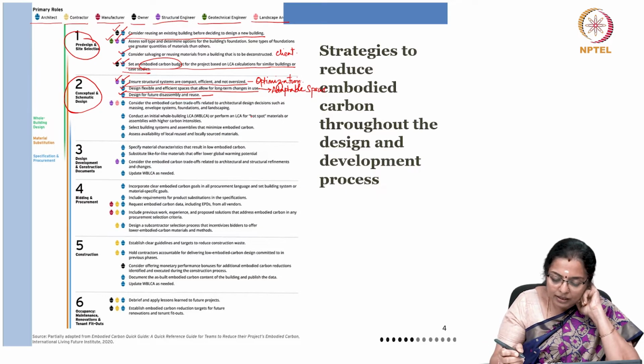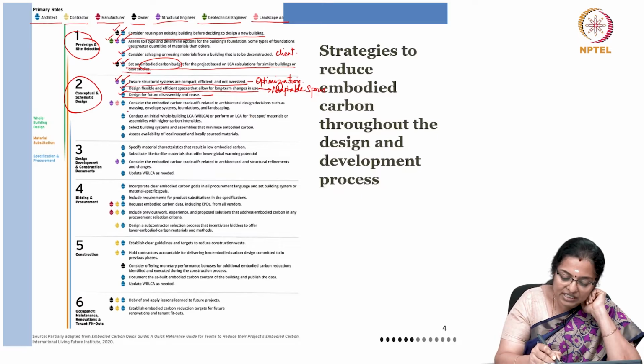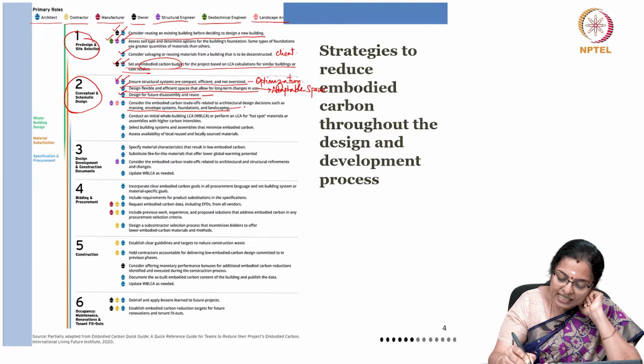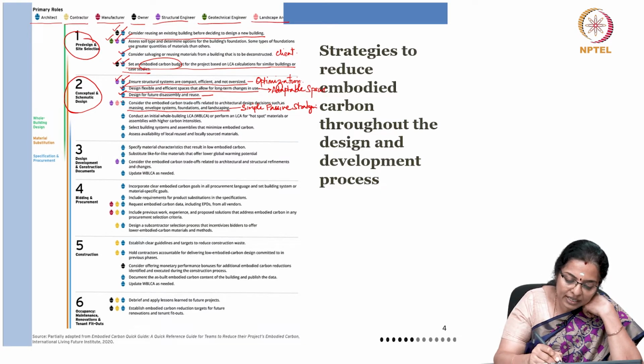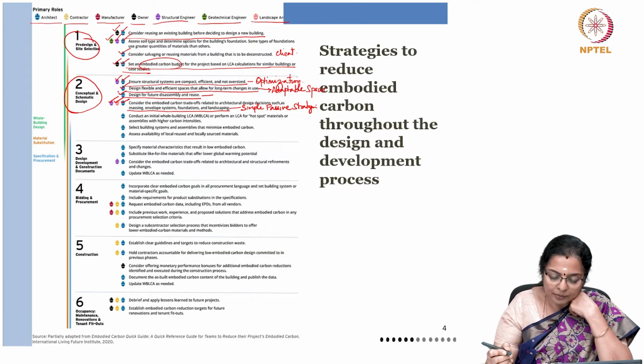Consider the embodied carbon trade-offs related to architectural design decisions such as massing, envelope system, foundations, and landscaping. I call these simple passive strategies. Simple passive strategies. So, who has to do that? It is the role of the architect along with the landscape architect and the structural engineer.